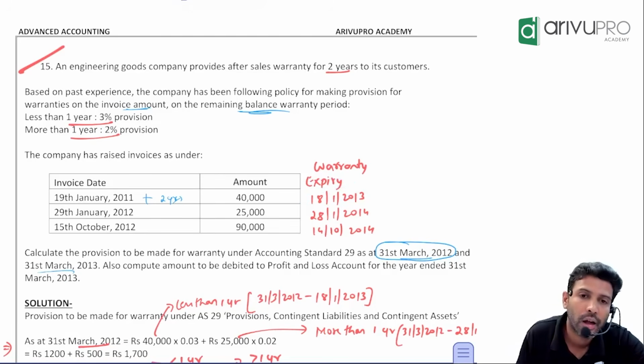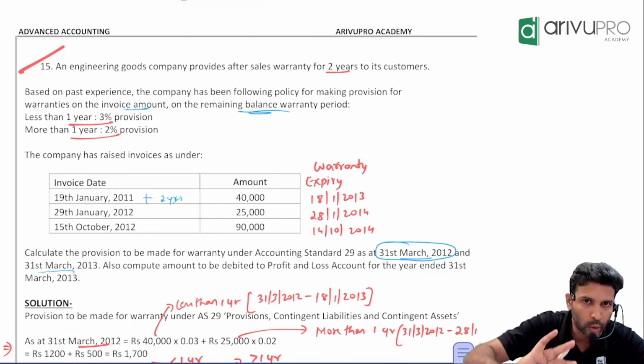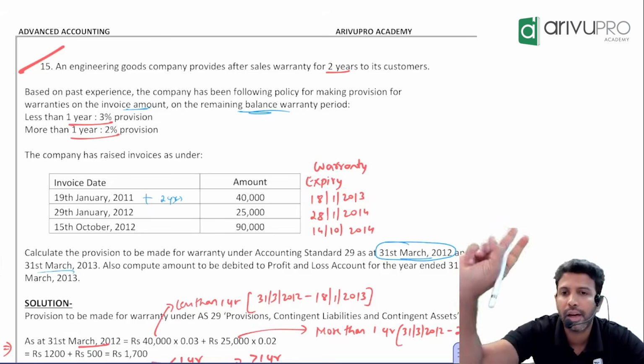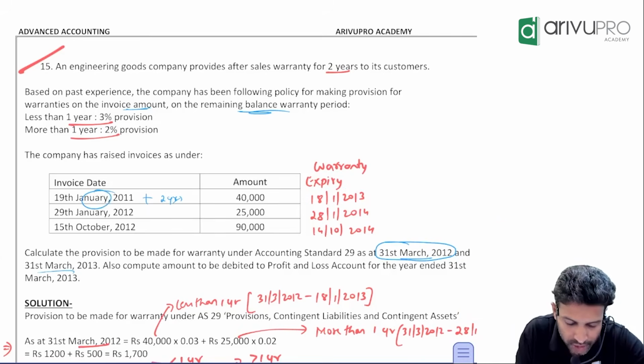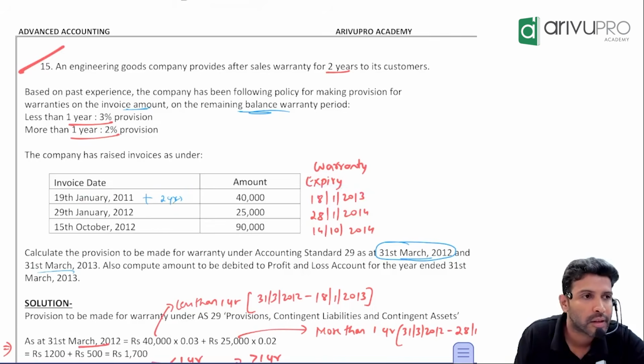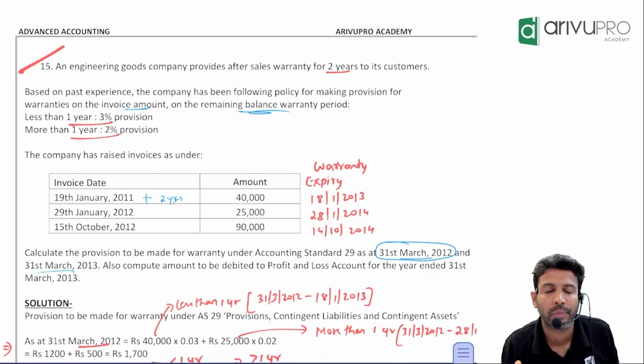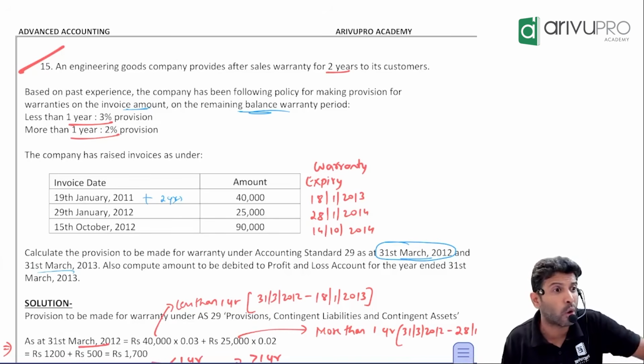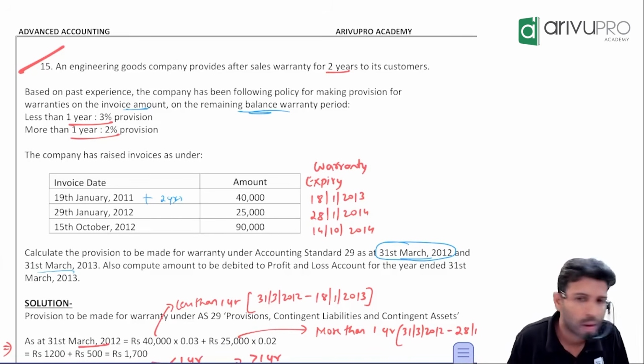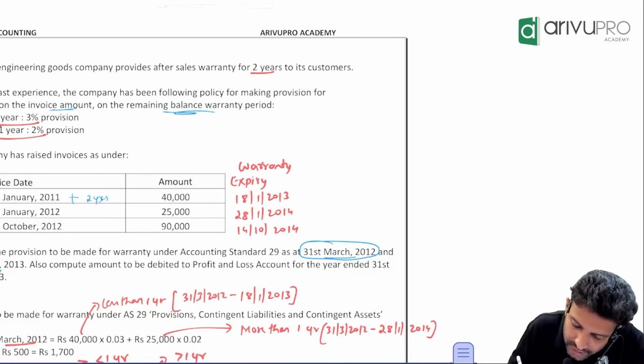Yes, sir. 2 years warranty. From the invoice date, you will give how much guarantee? 2 years. If from the invoice date I add 2 years, I am getting 18th January 2013. Till here, all of us are good. Sir, how will you make provision? How is this company making provision? Based on warranty or warranty period remaining? Warranty period remaining. Currently, our year has ended on what?